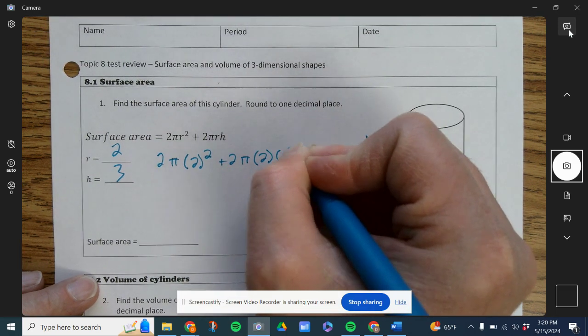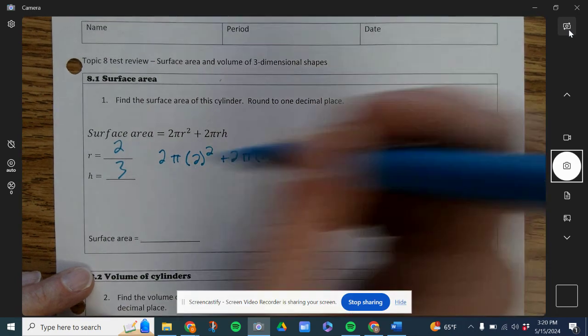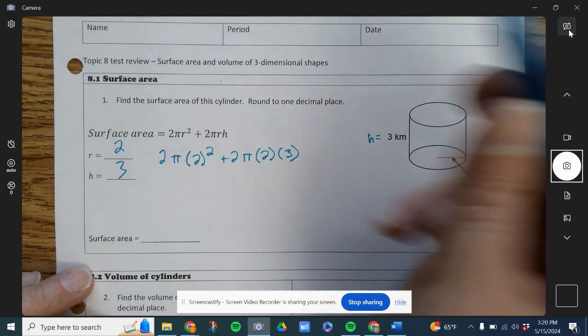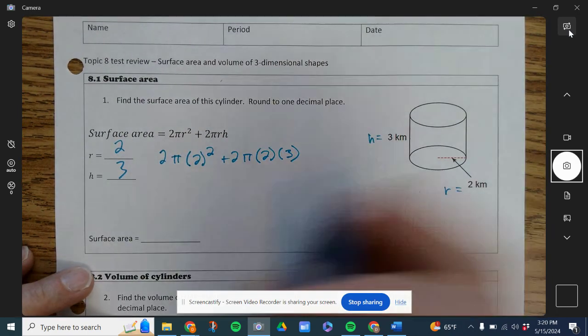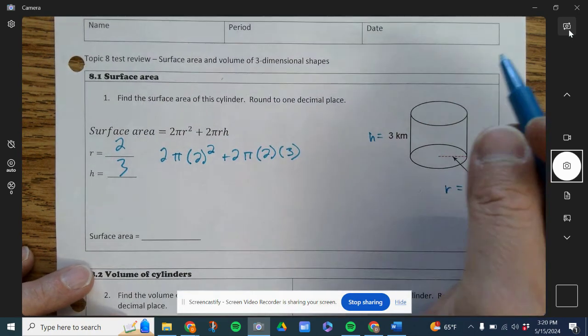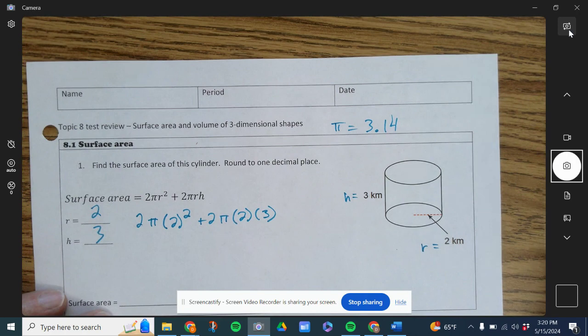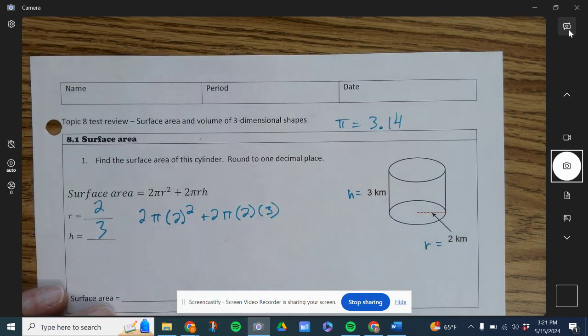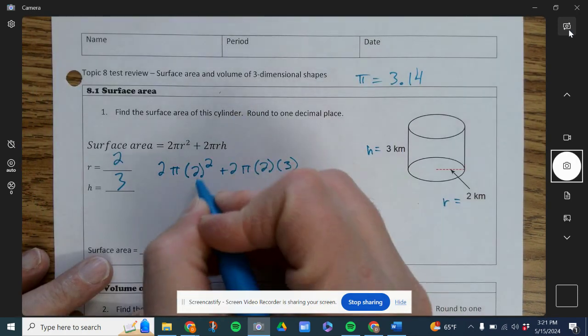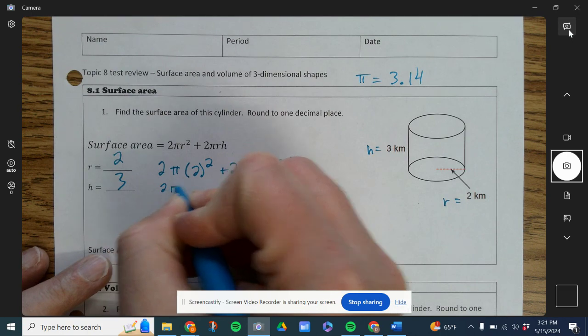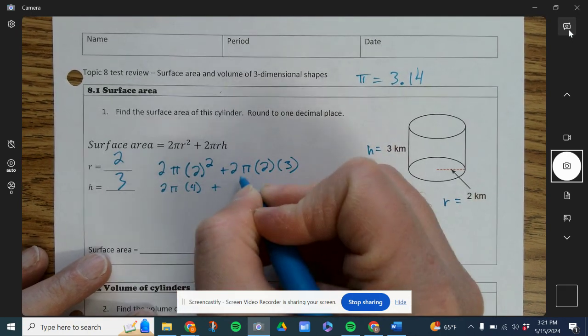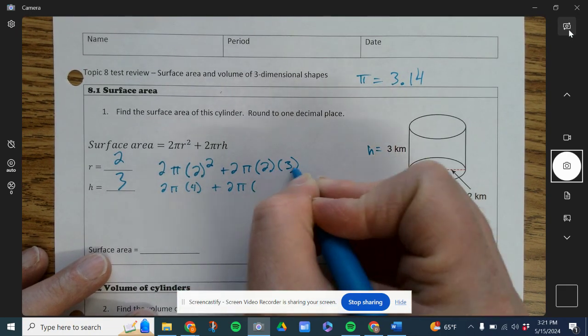height of 3. Okay. Now it looks a little bit complicated because it's long, but this is just addition and multiplication, and using that exponent, right? So I'm going to simplify it a little bit before I bust out the calculator, right? Oh, and I'm going to use 3.14 as my value for every instance of pi on this. Okay. 2 squared is 4, so it's 2 pi times 4 plus 2 pi times 2 times 3 is 6.